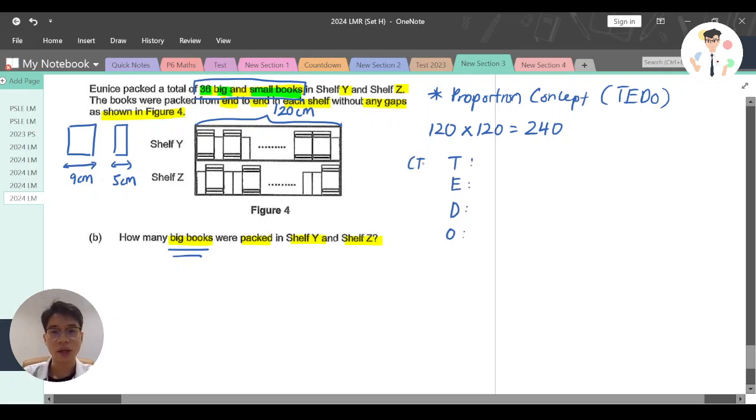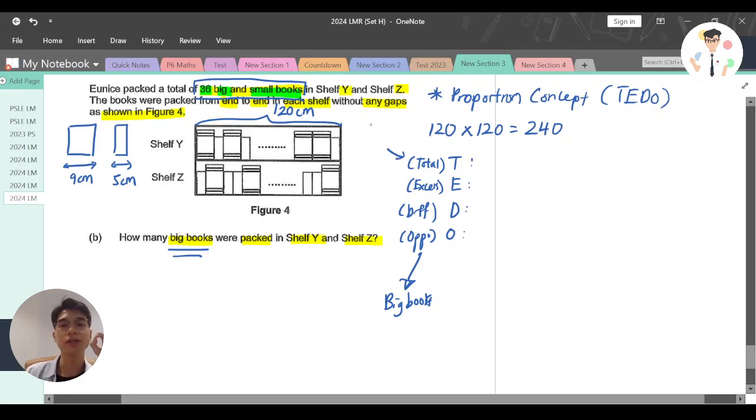Again, T stands for what? Total. E stands for what? Excess. D stands for difference, and O stands for opposite. And now the question is looking for what? Big books. And since our answer will be opposite, what we assume here is supposed to be small books. And how does this work?